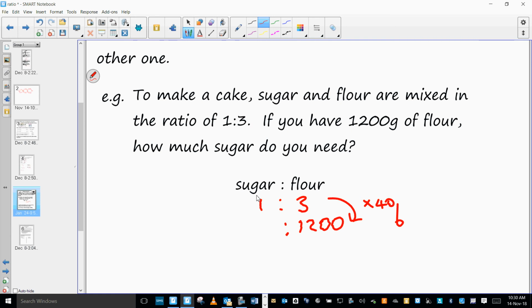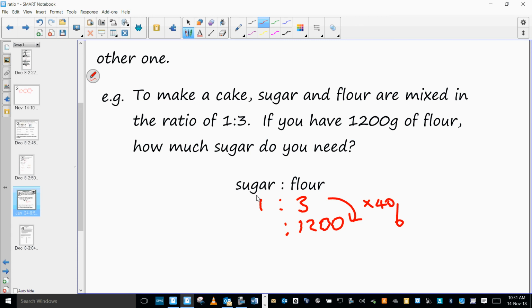How do you know that the order is sugar and flour? Because my question says I've got 1200 grams of flour, so that's why I put it on my flour side. I may not always write the words sugar and flour, I probably put S and F, but I would always make sure I've got it clarified which order I've got. The way they're written in the question is the order, and it probably would say respectively or something. If they don't give any other indication, just assume that is the order.